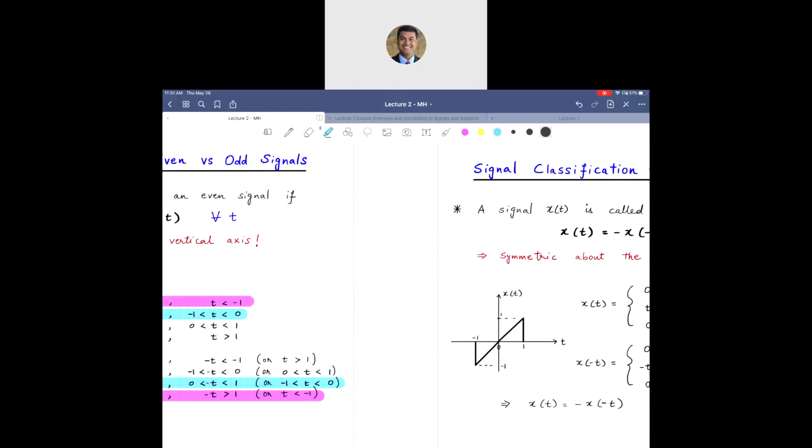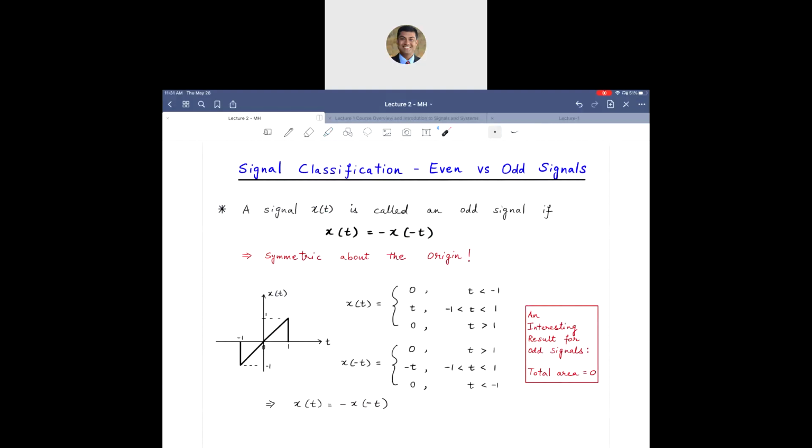Next, how about odd signal? A signal is called an odd signal if x of t is the same as negative of x of minus t. So over here we are flipping things twice. One is about the x-axis and one about the y-axis. So when you flip on the y-axis, you have a negative inside the t, and when you do a flip on the amplitude, you get a -1 up front. So if the signal is symmetric about the origin, then it is considered to be an odd signal. For example, the one that is shown over here, it is symmetric about the origin.